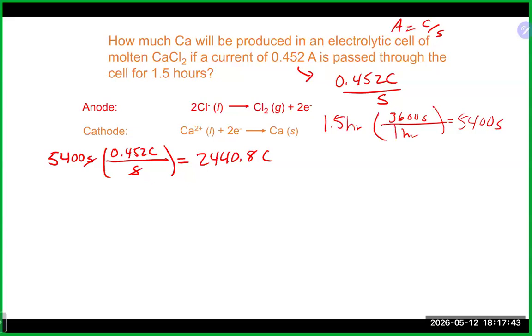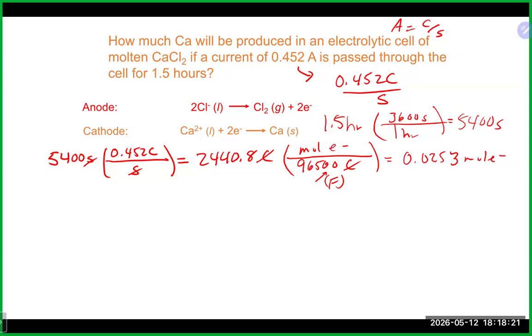At this point, like I mentioned on the last slide, this is typically where we use Faraday's constant to get from coulombs to moles of electrons. It is the same number we used previously: 96,500 coulombs per mole of electrons. That is going to get rid of our coulombs and leave us with moles of electrons. We divide by 96,500, and that gets us something like 0.0253 moles of electrons.